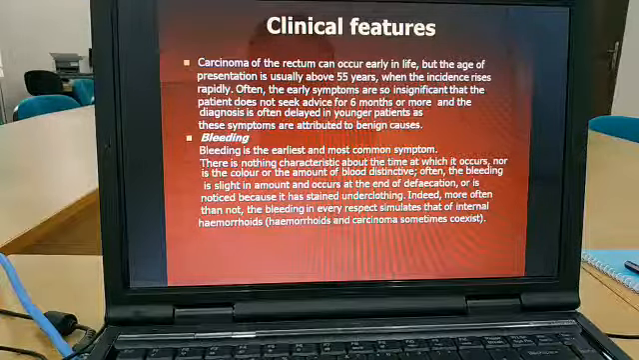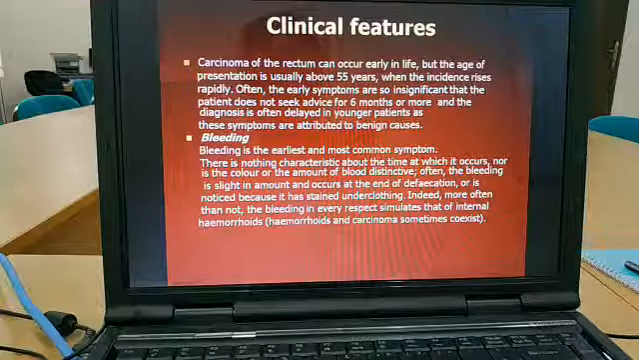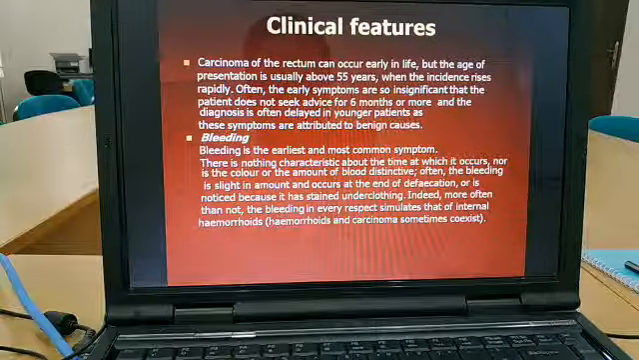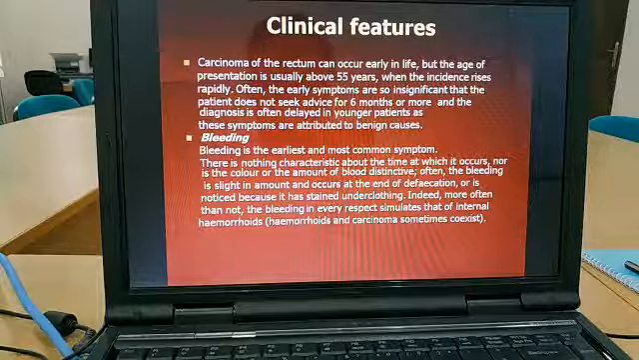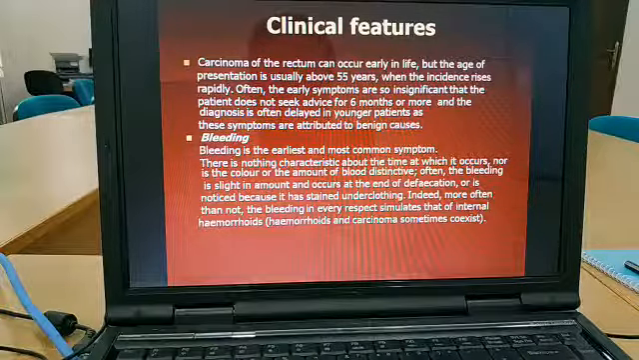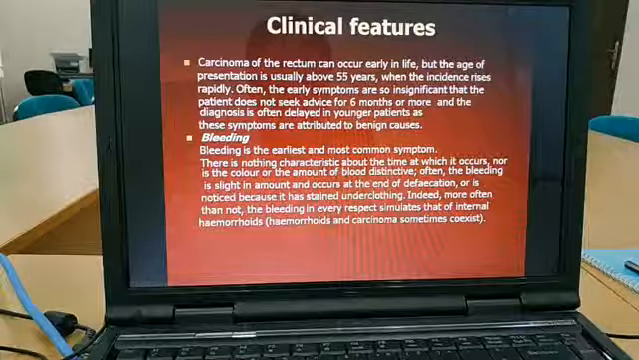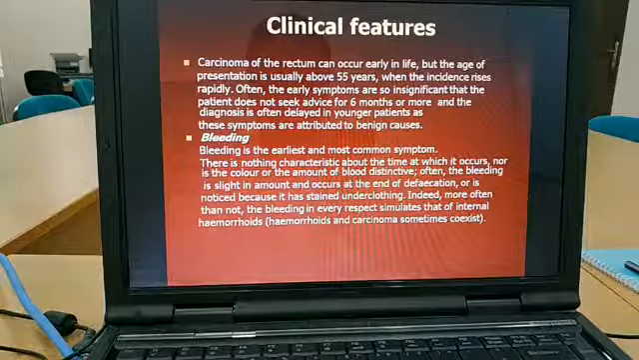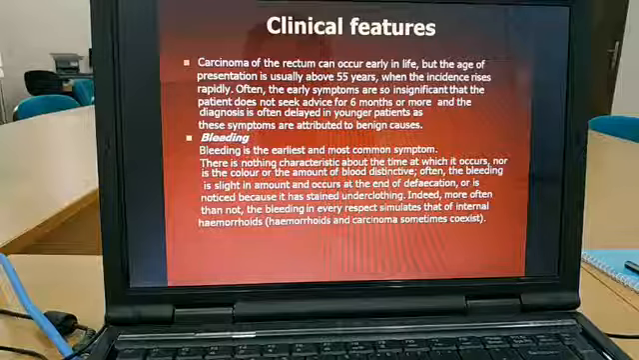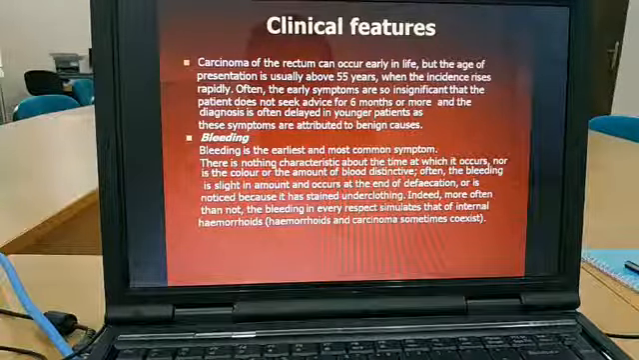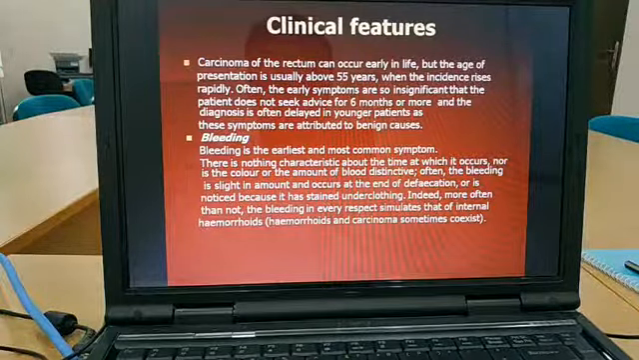So that is very important. If a patient comes to you, the physician or surgeon, with per rectal bleeding, the bleeding of a malignant lesion is not very characteristic. So it may mimic the bleeding of hemorrhoids. Another important point is that hemorrhoids and carcinoma sometimes coexist. In elderly patients, the patient may have a malignancy as well as hemorrhoids. So this is a symptomatic hemorrhoid.